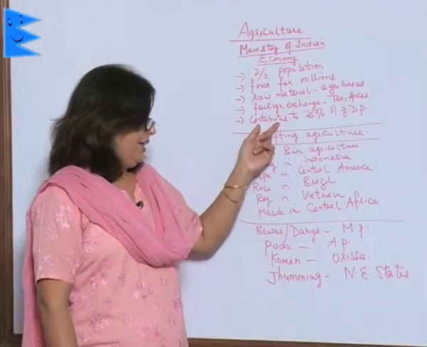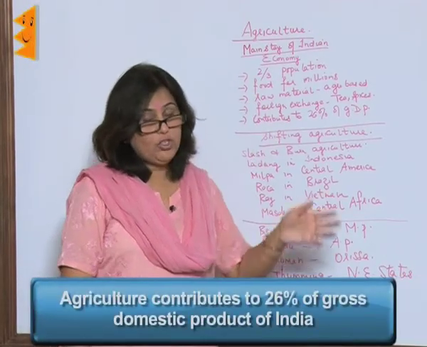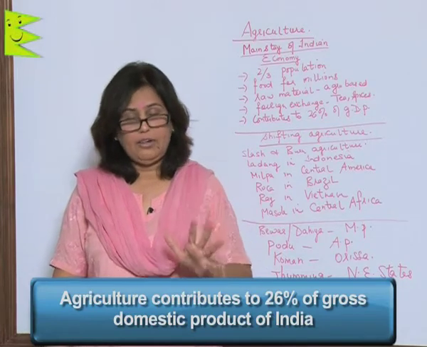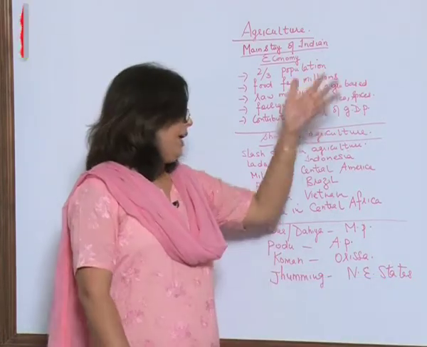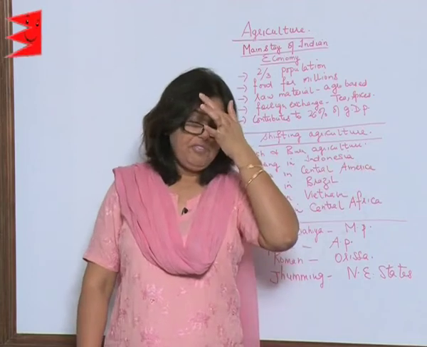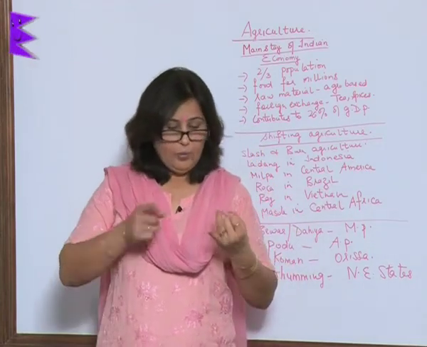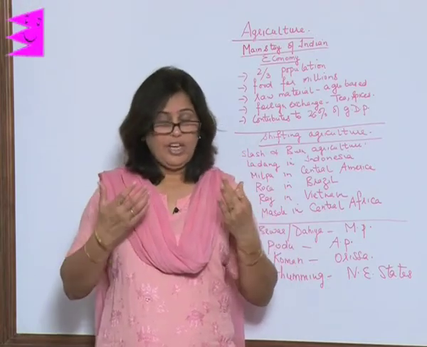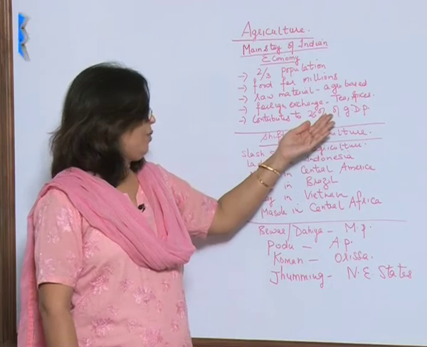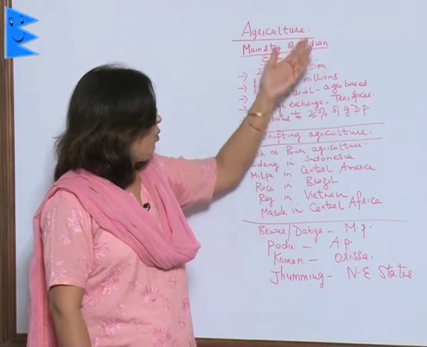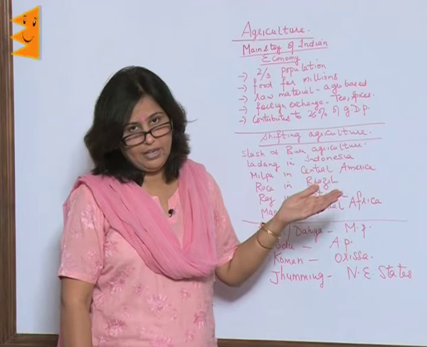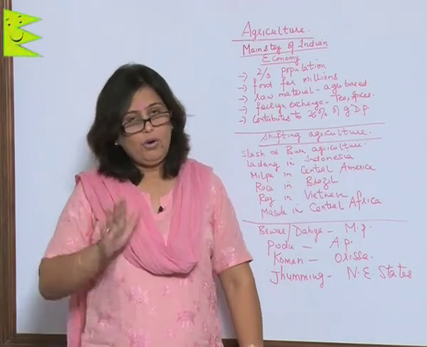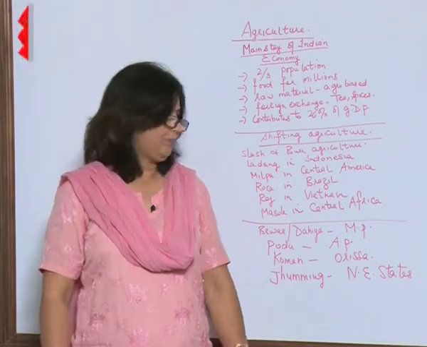Next, it contributes 26% of the gross domestic product of India. So, agriculture is everywhere in our life: whatever we eat, what we wear, the foreign exchange that comes in, and the contribution to the GDP are all due to Indian agriculture. So, naturally it becomes the backbone of the Indian economy.